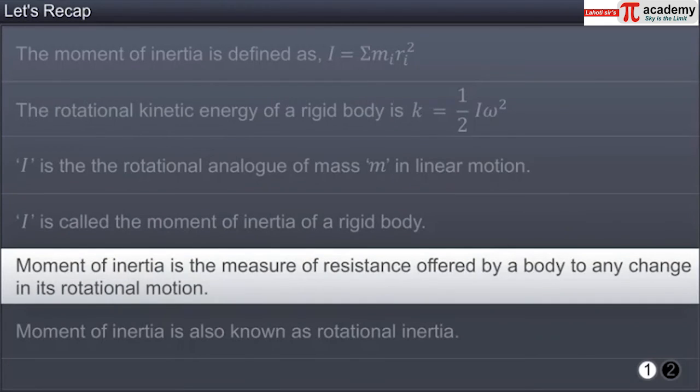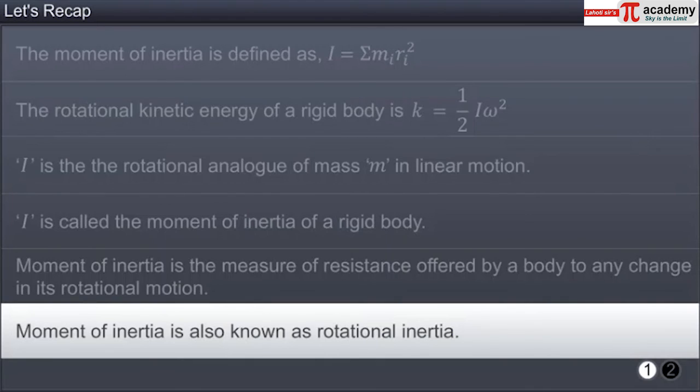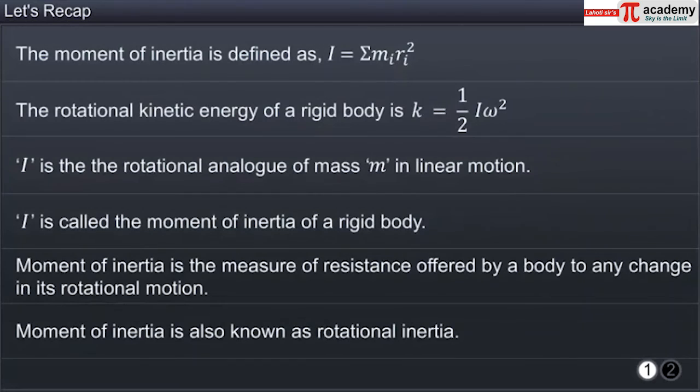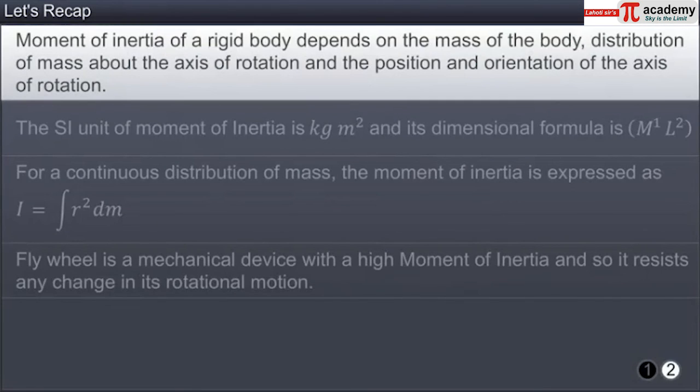The moment of inertia is the measure of resistance offered by a body to any change in its rotational motion. Moment of inertia is also known as rotational inertia. Moment of inertia of a rigid body depends on the mass of the body, distribution of mass about the axis of rotation, and the position and orientation of the axis of rotation.